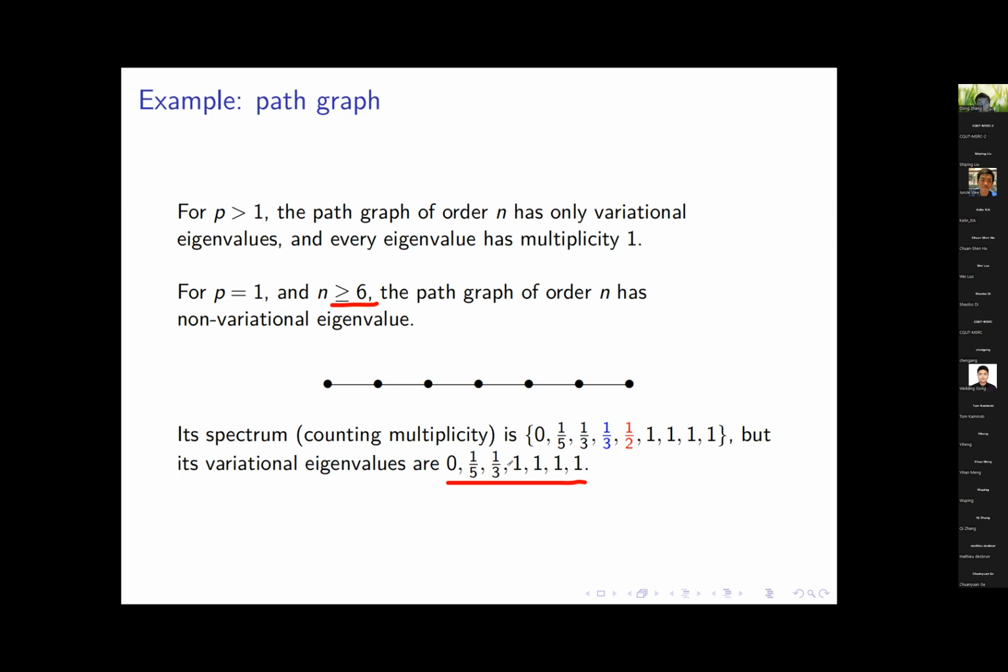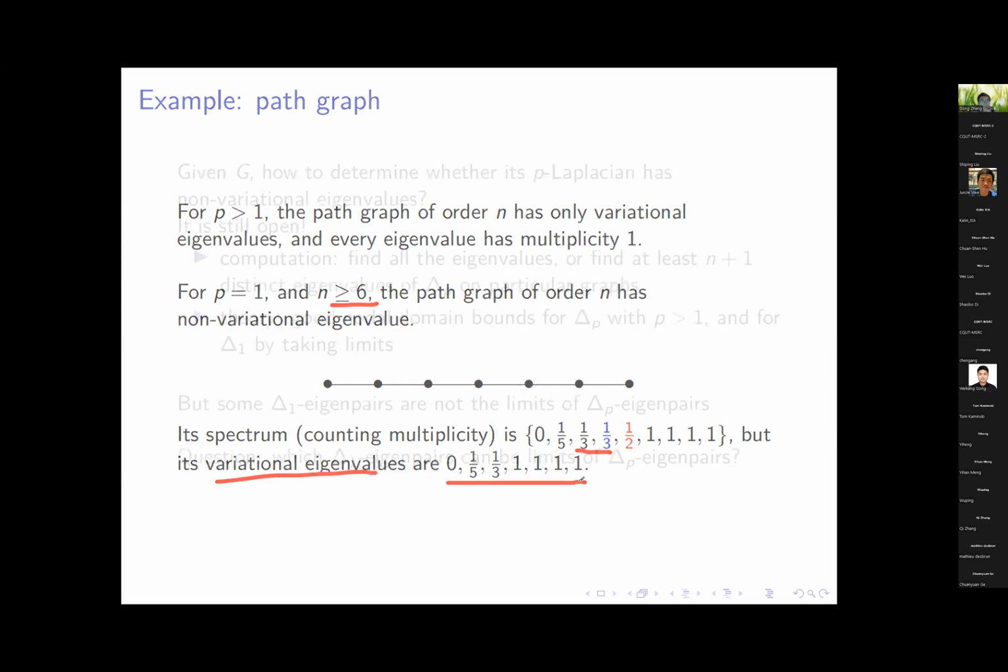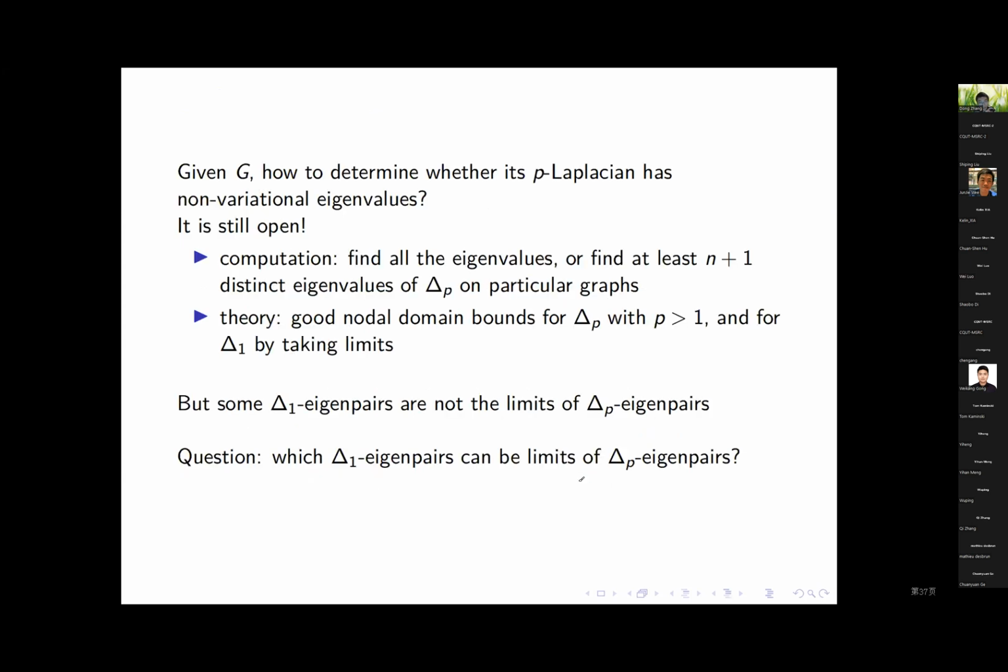a variational eigenvalue. And another strange phenomenon that you see is that 1/3 is a variational eigenvalue, but it appears only once in the sequence of the variational eigenvalues. However, its multiplicity is 2. Okay. So, as you can see, things change from the p-Laplacian to the 1-Laplacian.